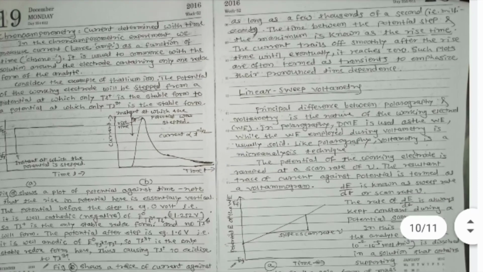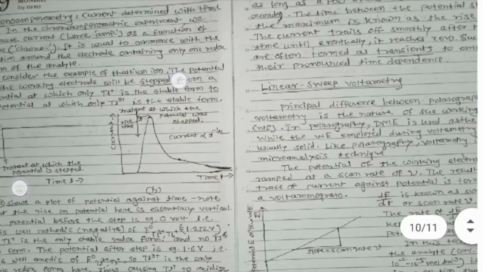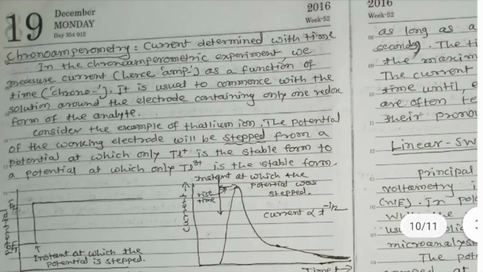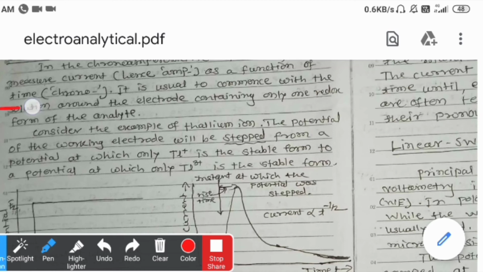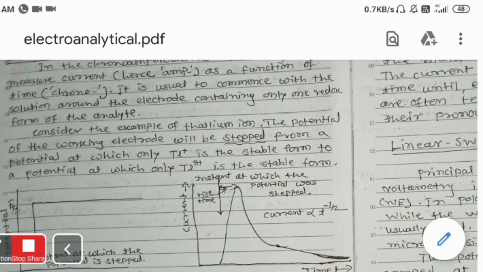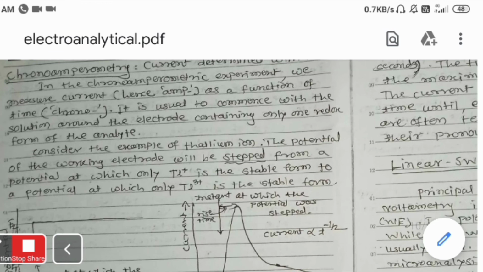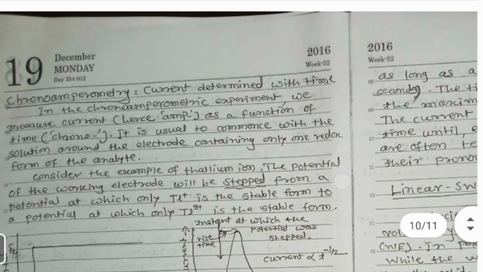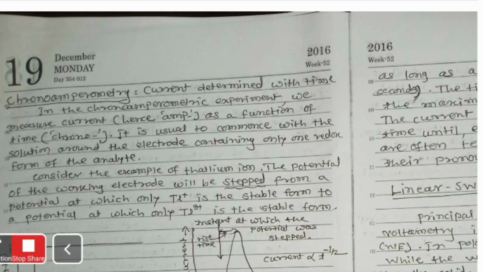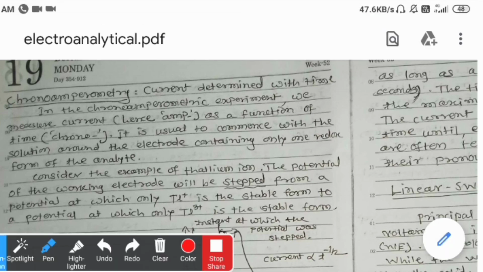So the next technique is chronoamperometry. As the name suggests, chrono means time. So with respect to time we are going to measure the current. Okay, so the current is measured with respect to time, and the output signal will be current versus time. So in a chronoamperometry experiment we measure the current as a function of time.